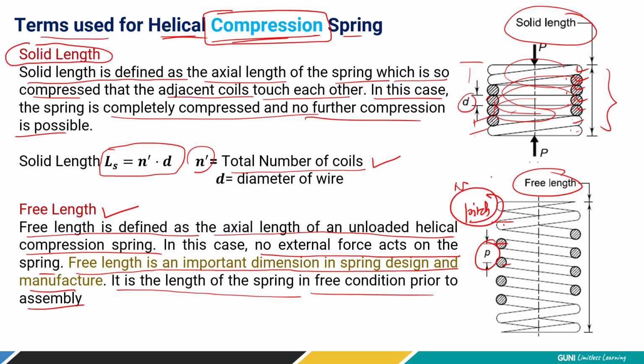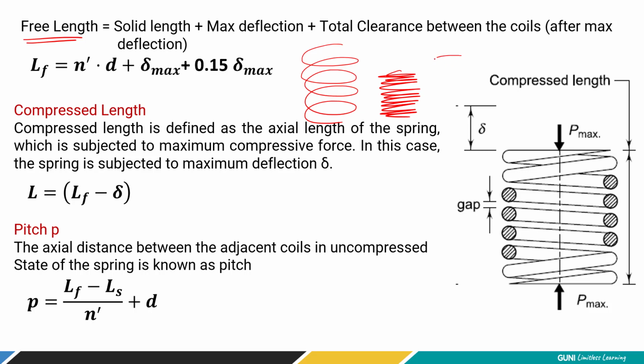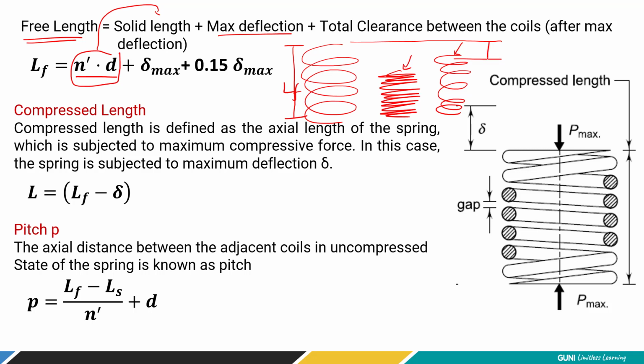So mathematically, how is it possible? So free length is simply, let me draw over here. This is free, this is compressed or solid length, right? So here it is the compressed situation. So I want to calculate this free length. So we are going to calculate in terms of solid length, in terms of deflected length. So here N dash into d, this is the solid length, okay, plus maximum deflection, right? So let me draw over here. So this is the maximum deflection.